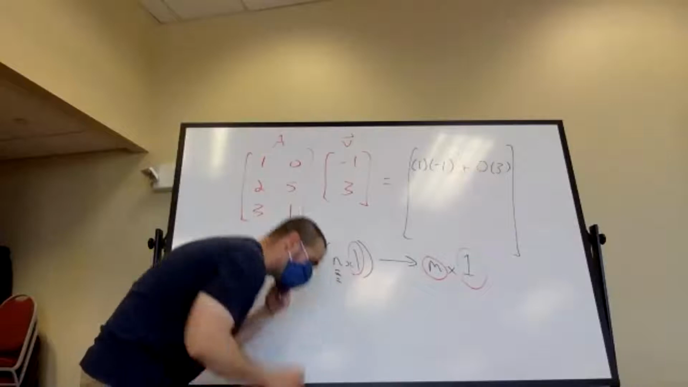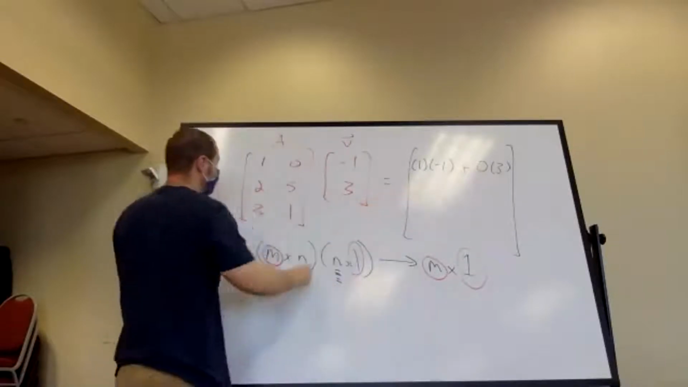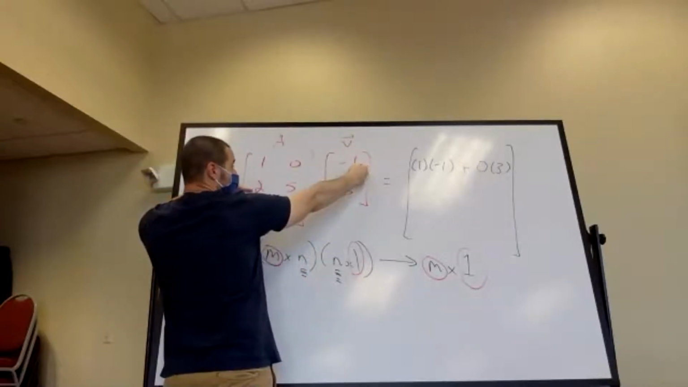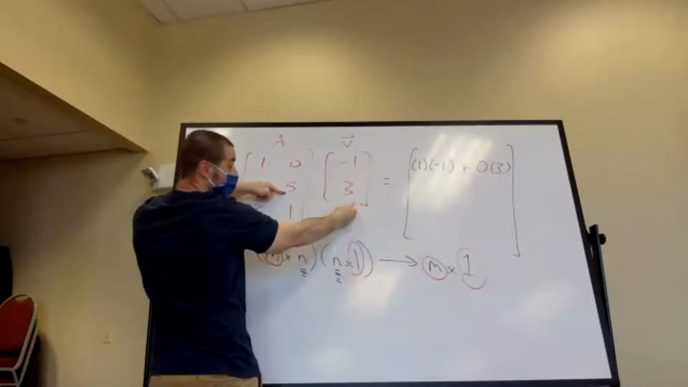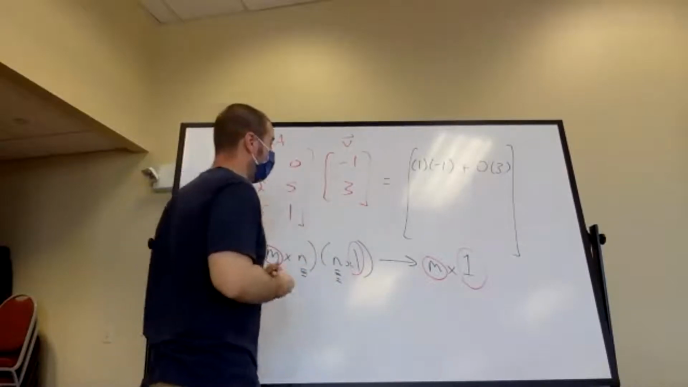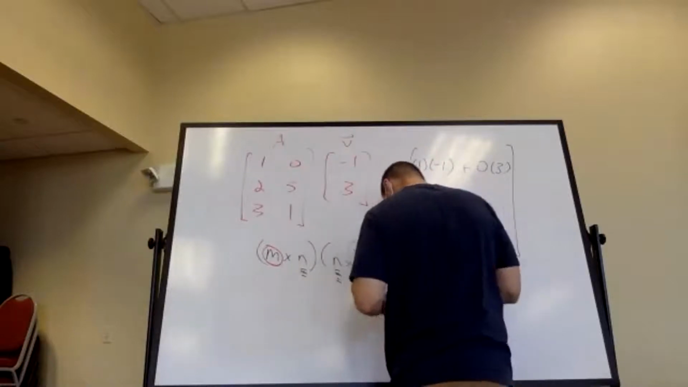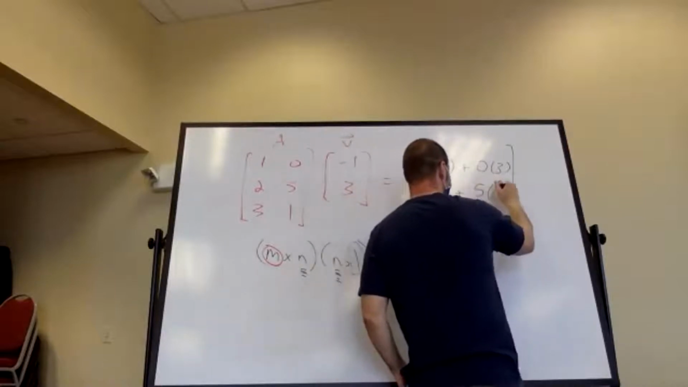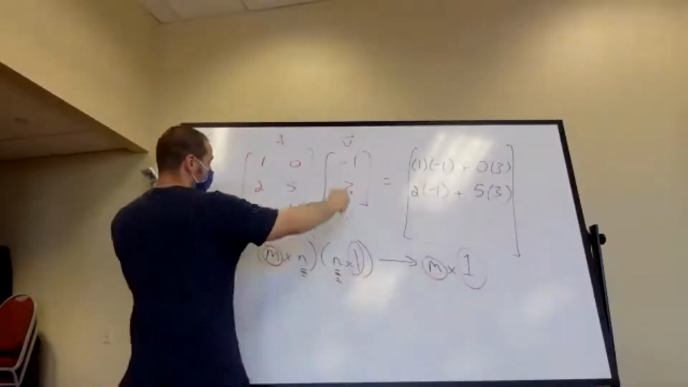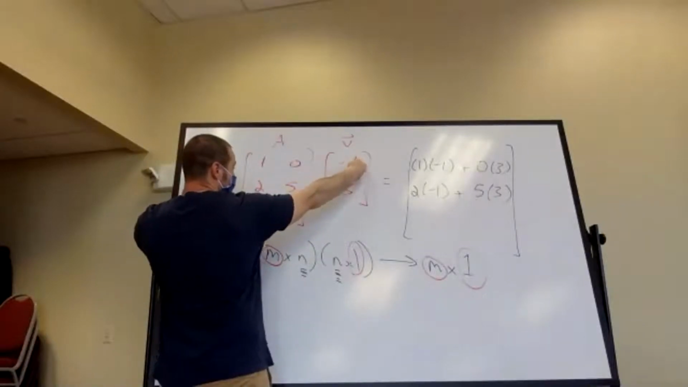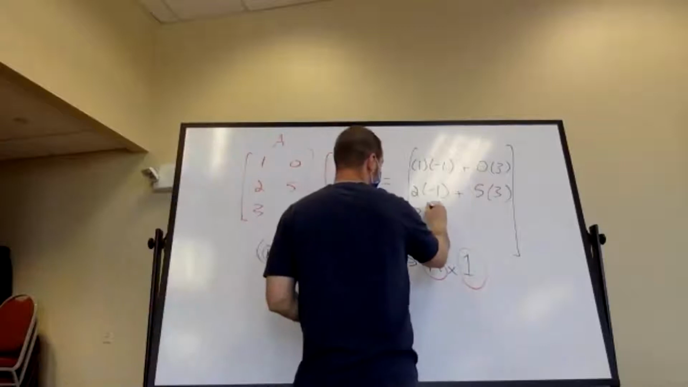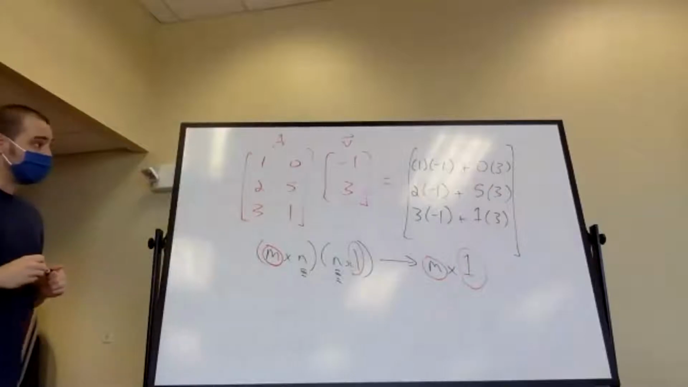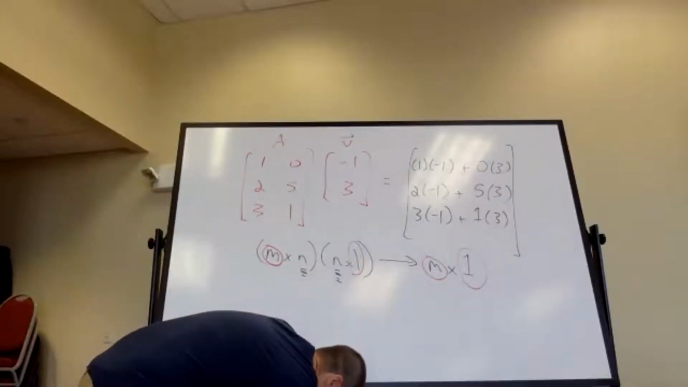Anyway, so there's the top entry. Now for this middle entry, we were doing top row times this column. Now you just do middle row times this column. So your fingers are here. 2 times negative 1 plus 5 times 3. You do the same operation, you just moved your left-hand finger down 1. So 2 times negative 1 plus now 5 times 3. And then finally, the last entry, this last row times this column, 3 times negative 1 plus 1 times 3.